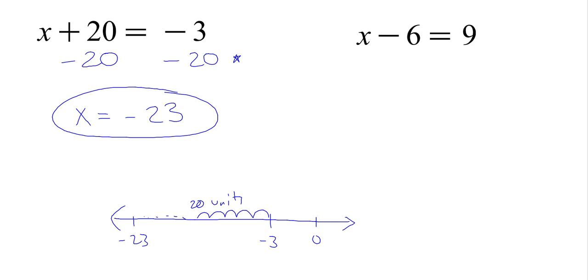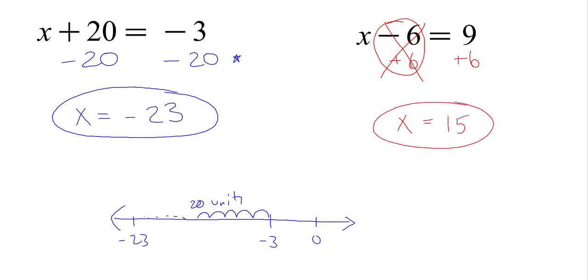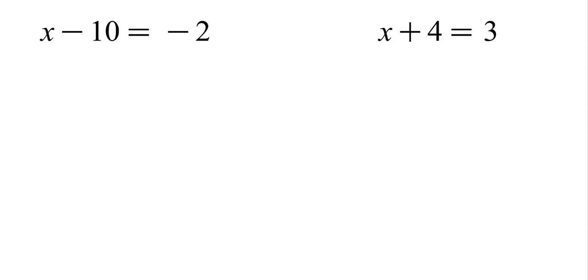And for our other one over here, x minus 6 equals 9. The operation happening to the x is a subtraction, so we'll do the opposite operation. We'll just add 6 to both sides. A minus 6 and a plus 6 should cancel out, and we'll just be left with x equals 9 plus 6, or x equals 15. And this is really the whole process for any of these.